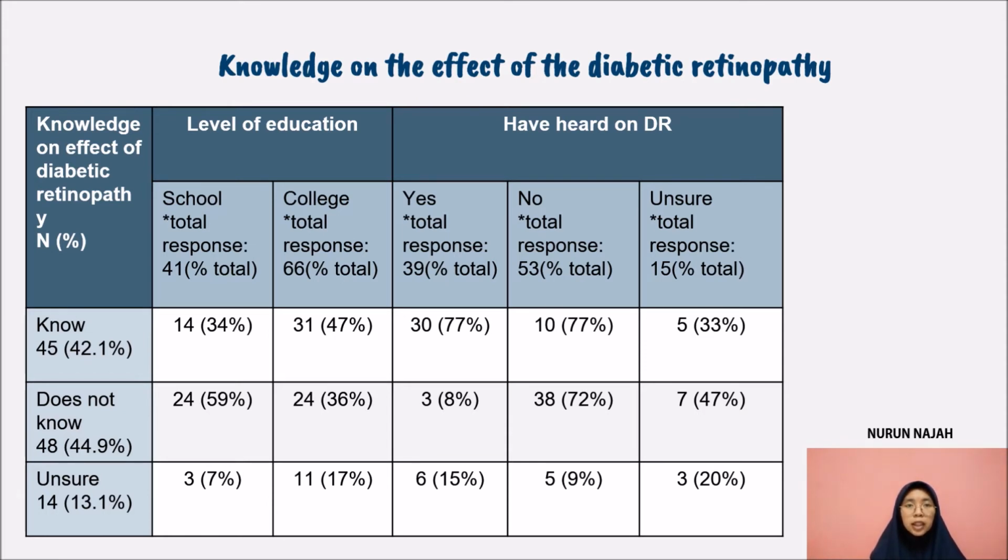One of the factors that might influence the general knowledge is the educational level. Based on the response, there are 31 responses from those with a college level of education who have an idea on the effect of diabetic retinopathy. This records a percentage of 47% of the total participants that have a college level of education.